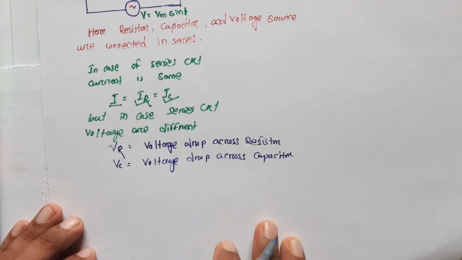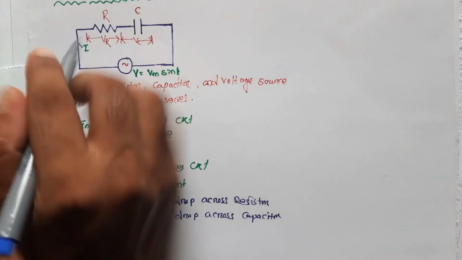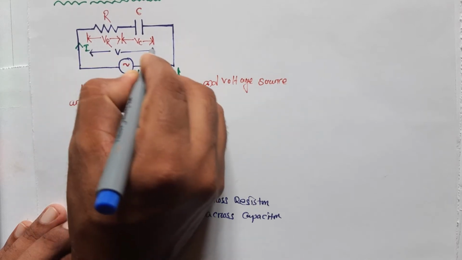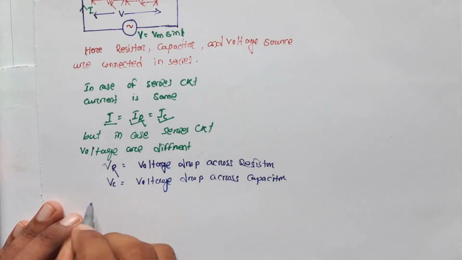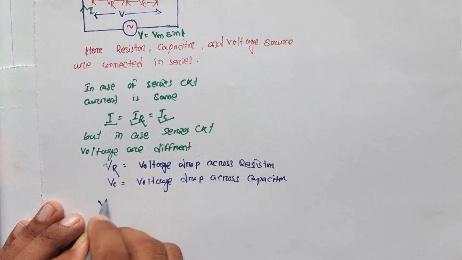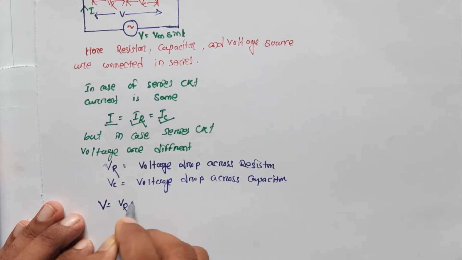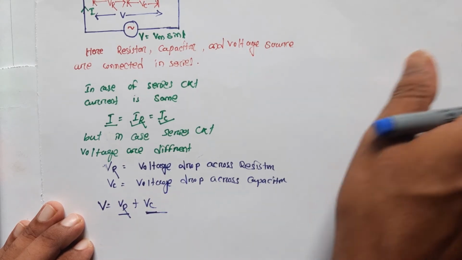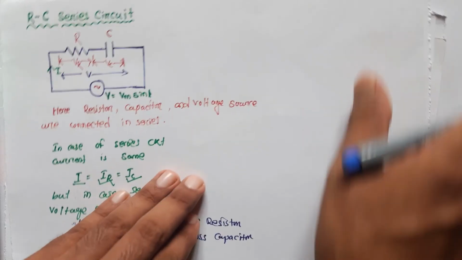Here the total voltage is V. When we apply KVL, V equals VR plus VC, that means the voltage drop across the resistor plus the voltage drop across the capacitor.